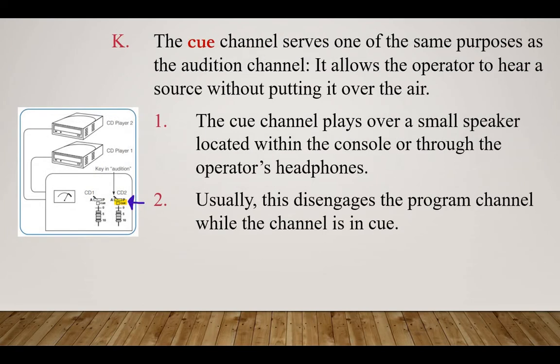The Q channel serves one of the same purposes as the Audition channel. It allows the operator to hear a source without putting it over the air. Now, in this case, instead of the audio going out to your headset or to the monitor speakers, usually there's a little speaker built within the console itself that allows you to hear what is going out over Q. One thing to keep in mind is that this usually disengages the program channel whenever you're listening to something in Q. You generally don't want to use Q over something that you currently have going out live over the air.